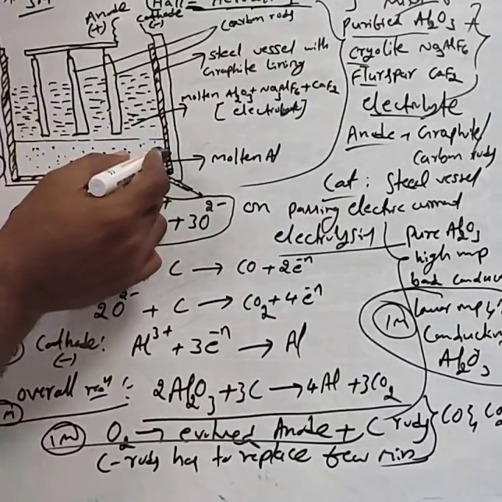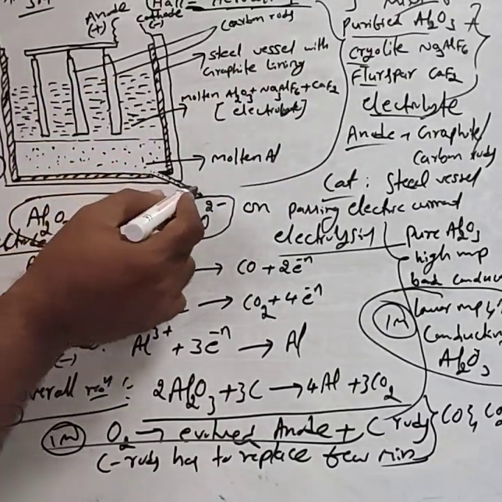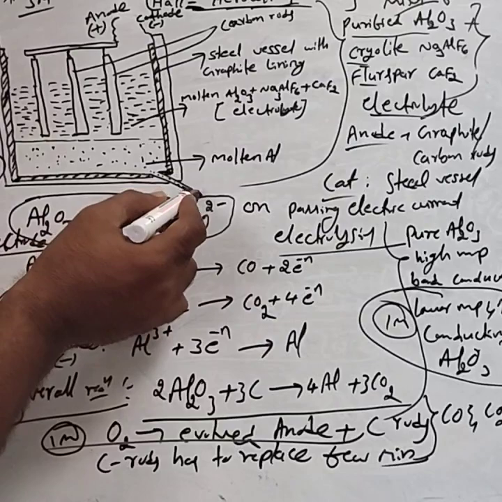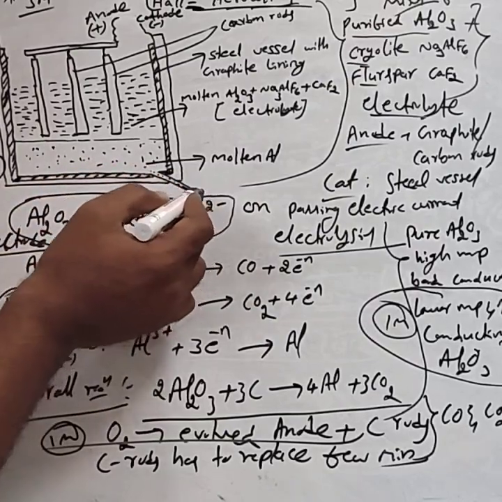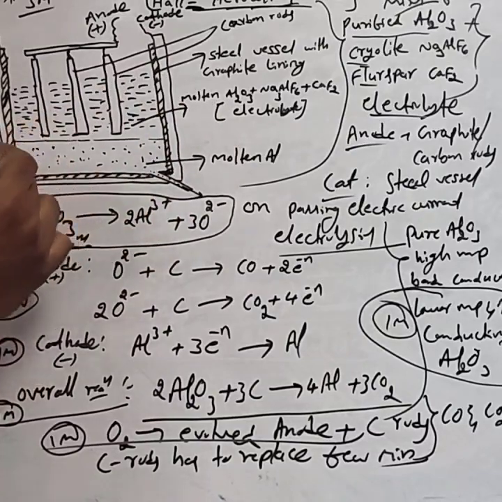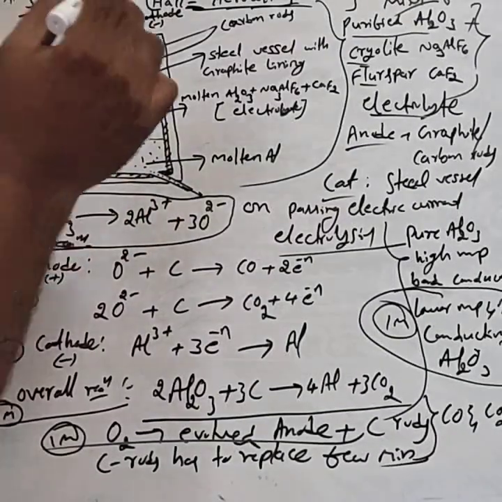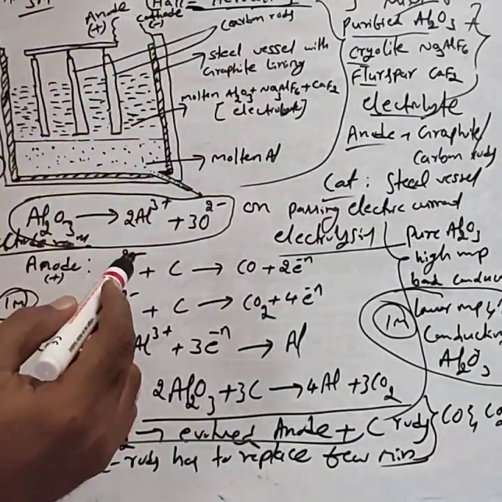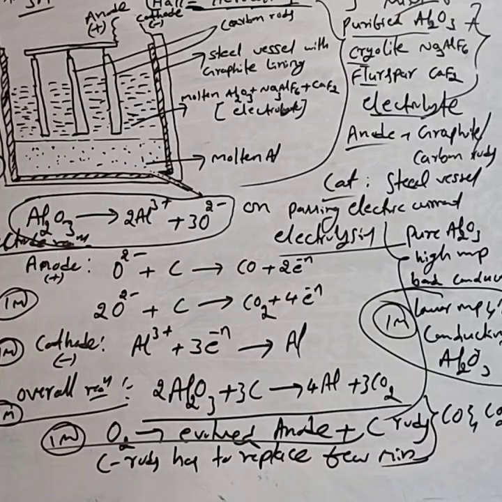The aluminium evolved at the cathode comes to this outlet. This outlet is for the molten aluminium. You have to label the diagram. Without labeling, we will not get the 1 mark. You have to label the diagram. This is about the Hall-Héroult process.